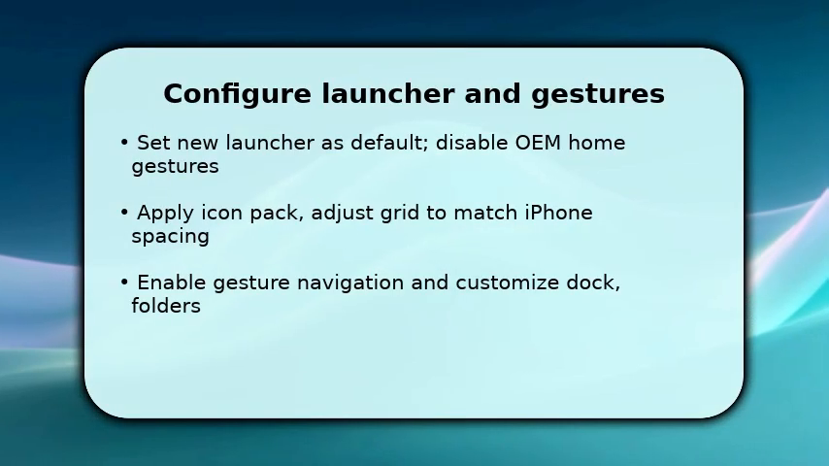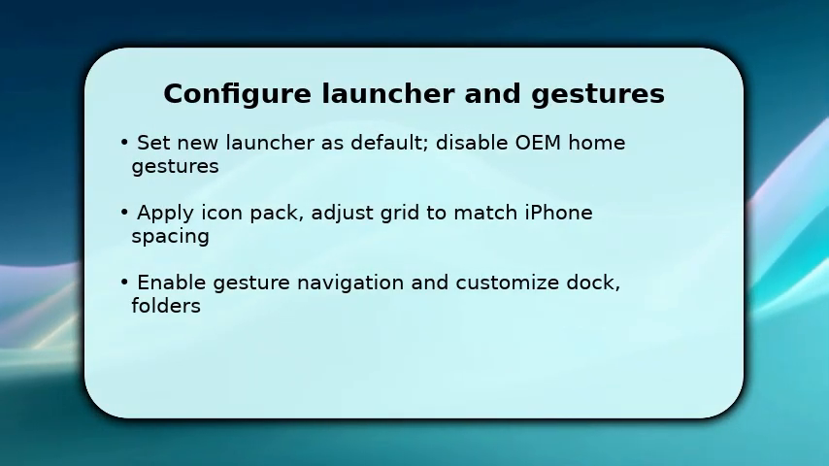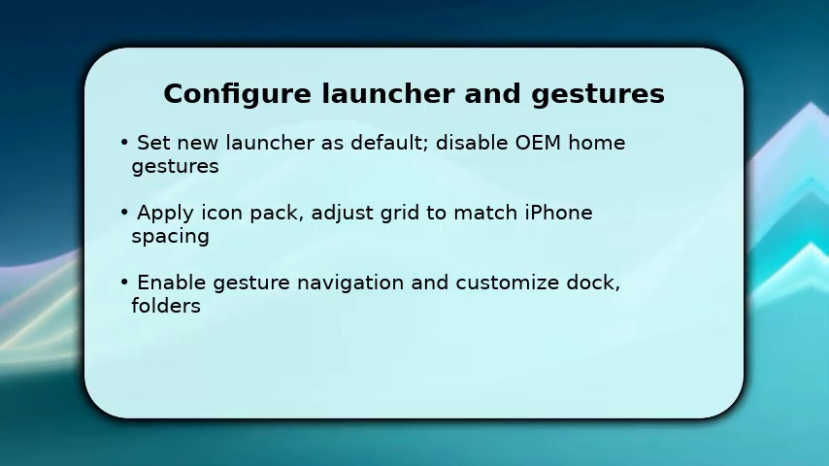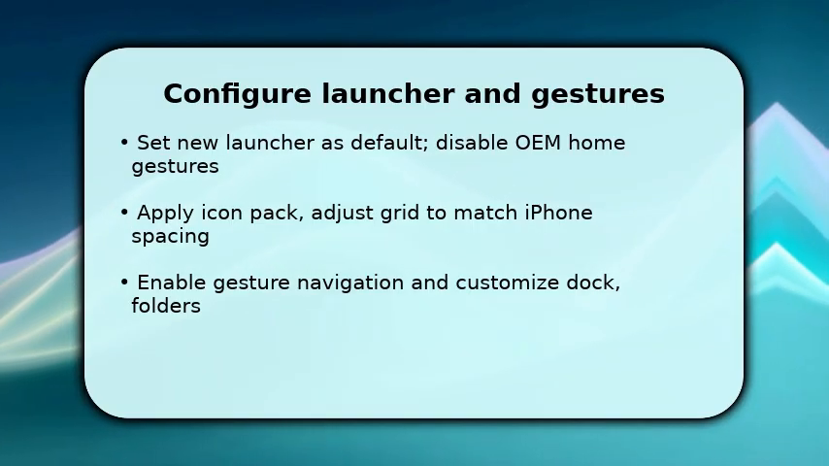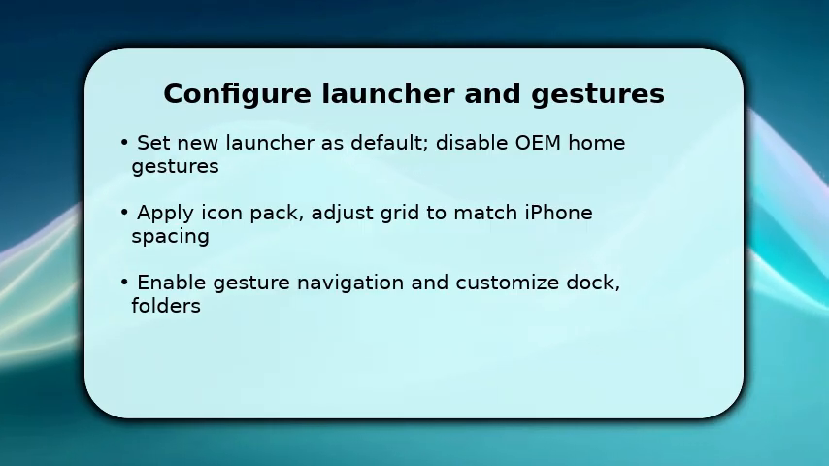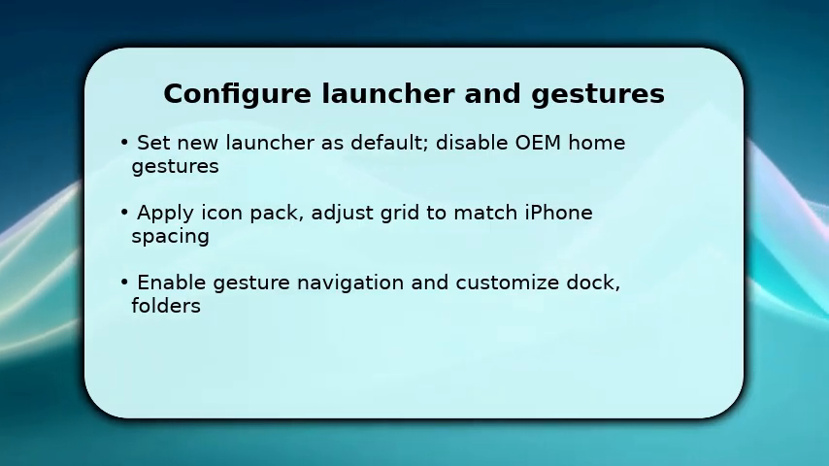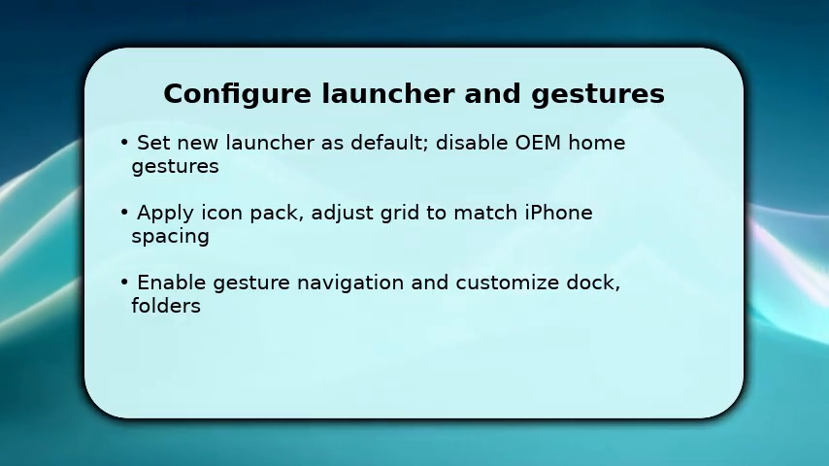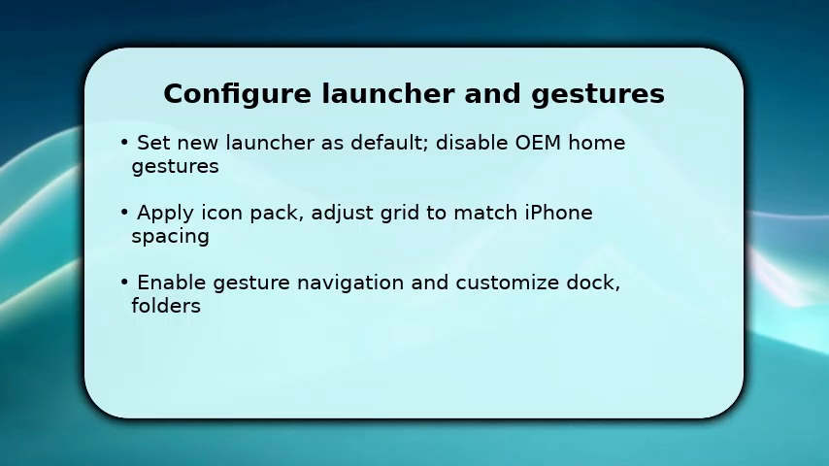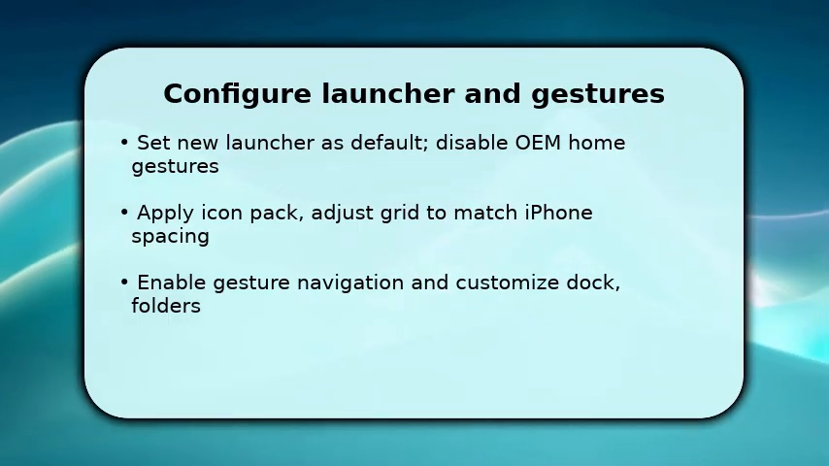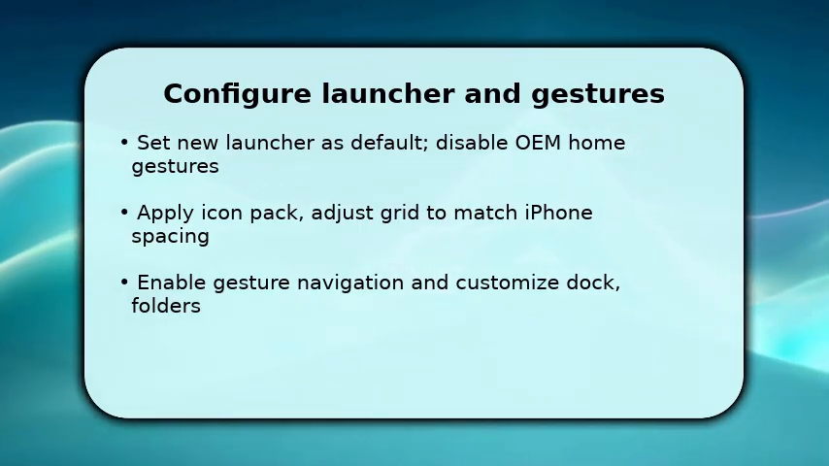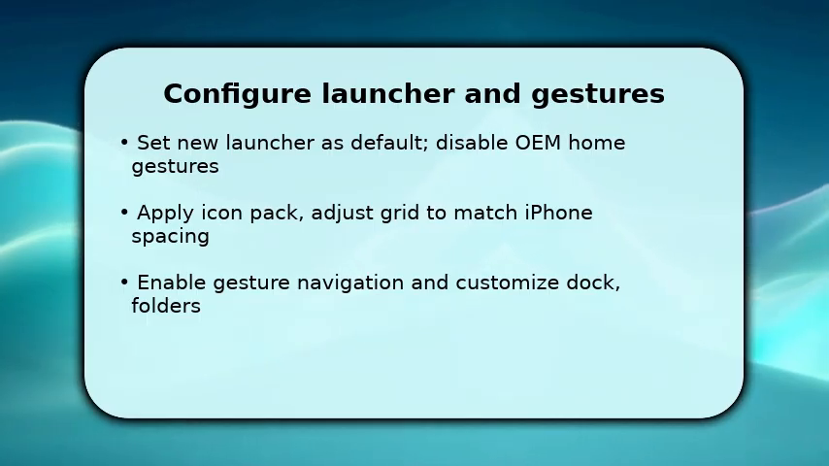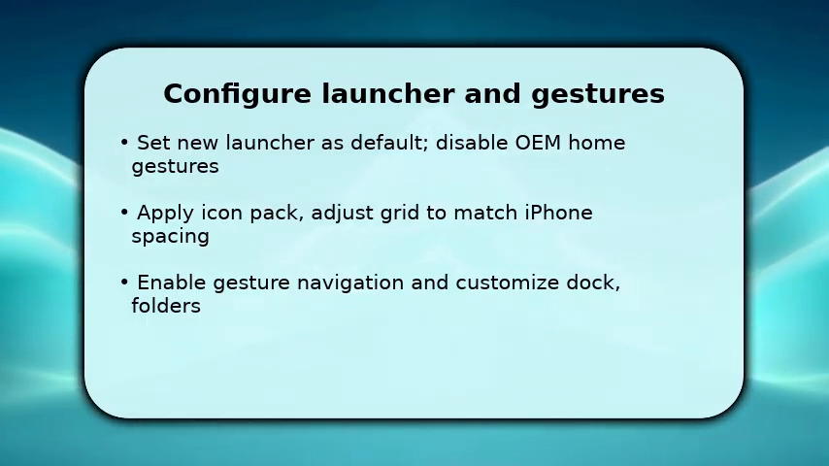You now configure the launcher to behave like iOS. Set the new launcher as default and turn off any conflicting OEM home gestures in settings so swipes act predictably. Make sure to apply the icon pack and change the home grid to match iPhone spacing. Often a 4x6 or 4x5 grid works best. Then enable gesture navigation and map gestures to dock, app drawer, and control center replacements. This gives you the correct feel and consistent app placement across screens.